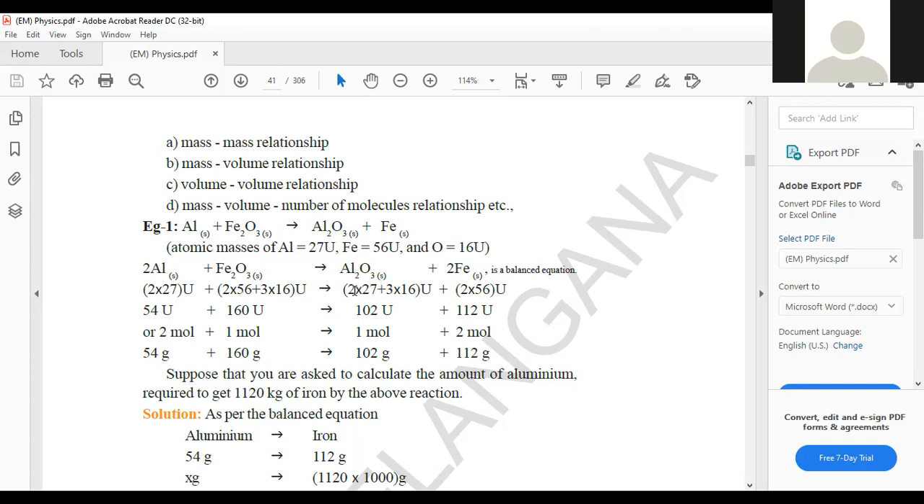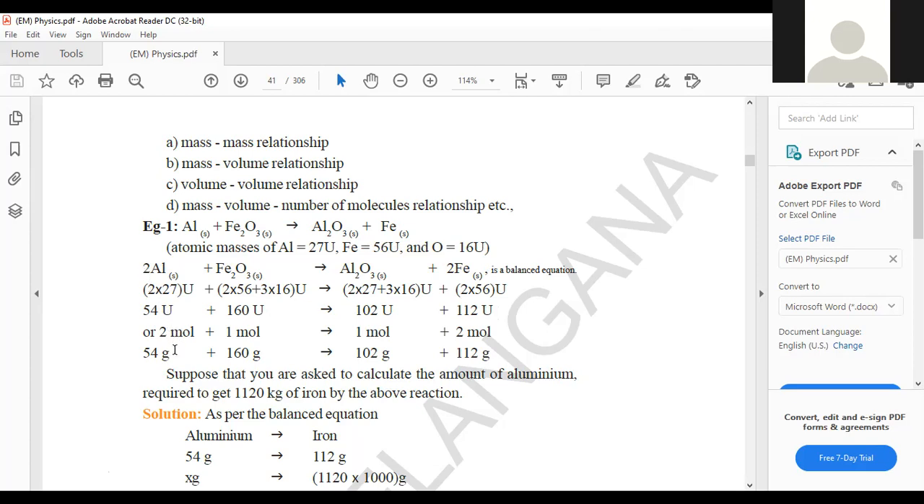Now, what is the product? 2 into 27, because aluminium is 27. How many? 2 aluminiums are there. Plus, how many oxygen? 3. What is the atomic mass of oxygen? 16. 2 into 27 plus 3 into 16, plus how many irons are there? 2. 2 into the atomic weight of iron, which is 56 units. Unified mass 2 into 56. So if we get all these, 54 unified mass of aluminium is reacting, then 160 unified mass of Fe2O3, 102 unified mass of Al2O3 formed, and 112 of iron formed.